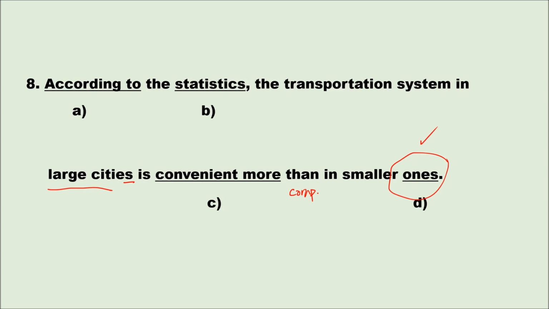Let's go back in the sentence. According to. According to means because of the information from. According to must be followed by what? A noun. Is the statistics a noun? Yes, it is. So according to and statistics, both correct. We're looking at now convenient more. Here we have an adjective, and here an adverb. In the comparative sentences, the adverb should come before the adjective. So how should we fix this? We just move the word more in front of convenient. More convenient. The correct sentence for number 8 is, according to the statistics, the transportation system in large cities is more convenient than in smaller ones.